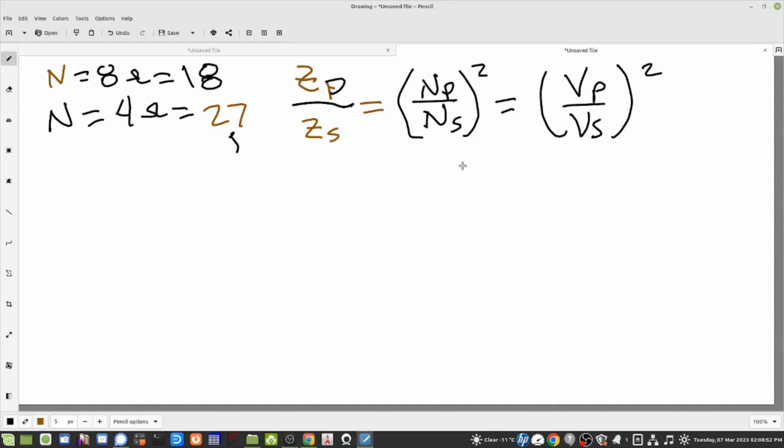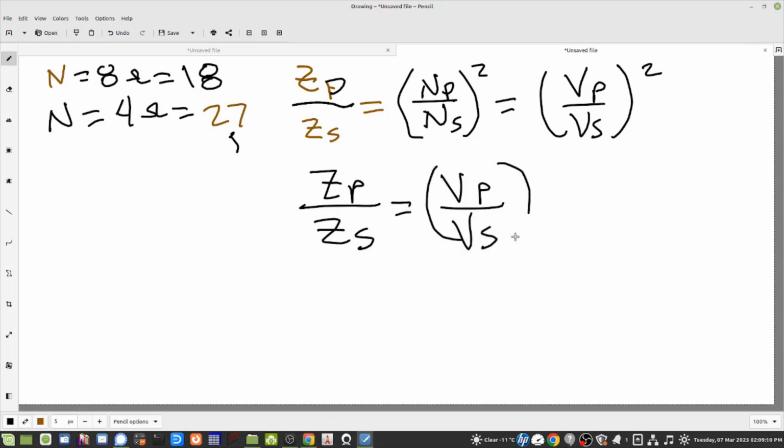So in reality, we figured out the VP over VS. That's what we measured. So we're going to say the Z of the primary equals the impedance, or Z of the secondary, and that's equal to V of the primary over V of the secondary squared.